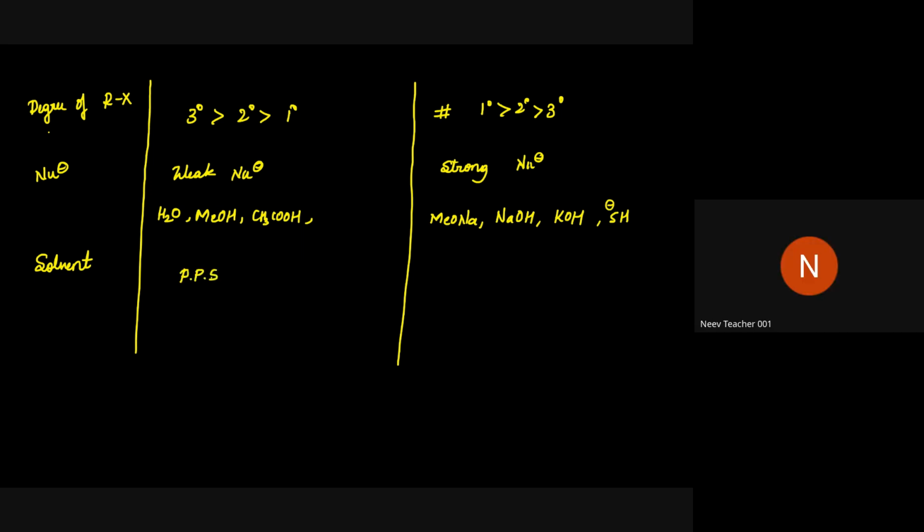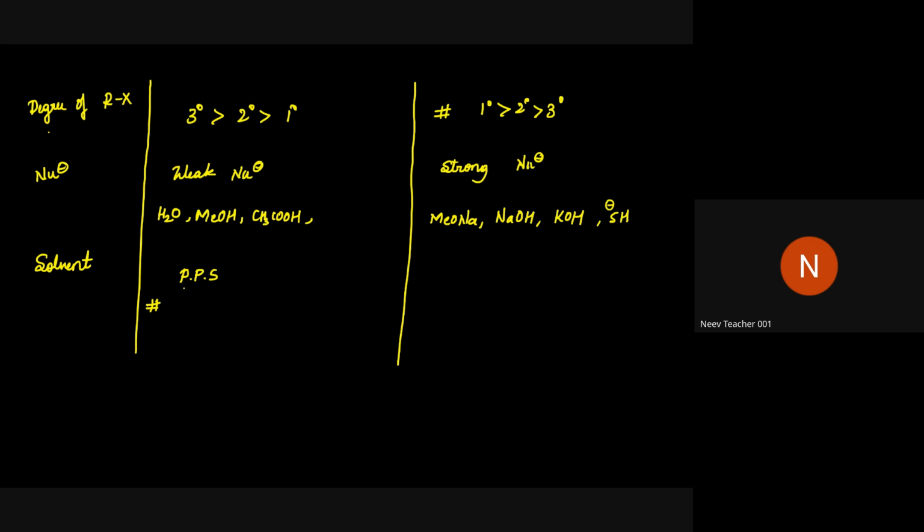Polar protic solvents prefer SN1 reaction. Why do they prefer SN1 reaction? So as to isolate the halide group. Sorry, not alkyl group, the halide group. What does it do to the halide group? The water molecules surround the halide group, isolating it away from the reaction. Correct.